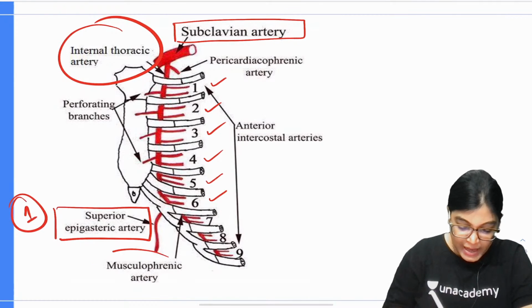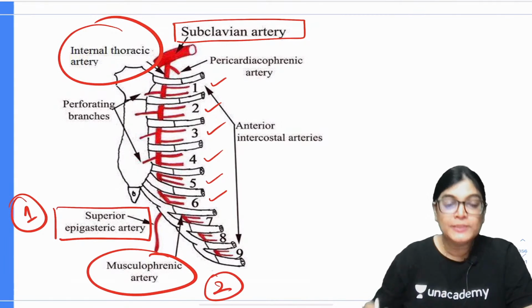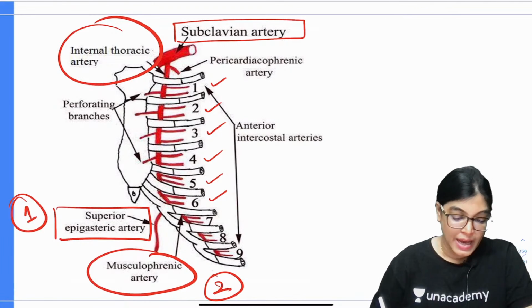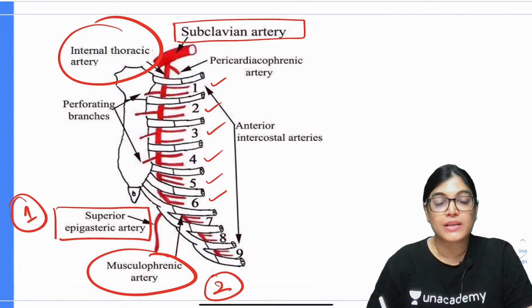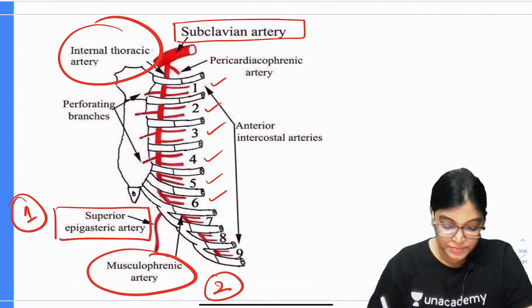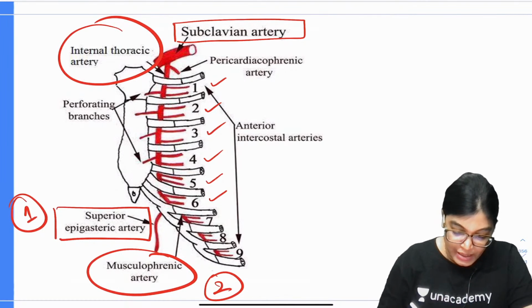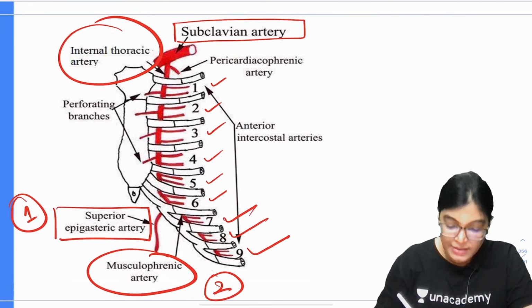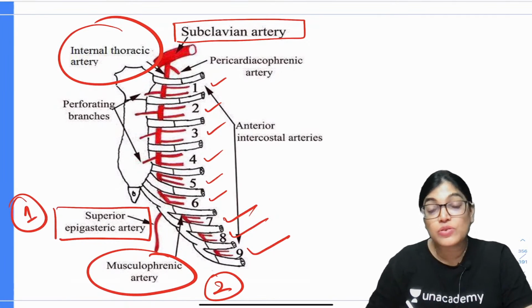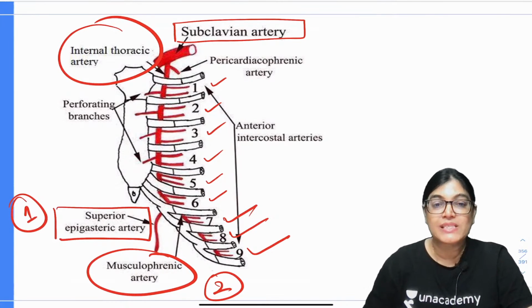One is the superior epigastric and the other is the musculophrenic artery. So, the musculophrenic artery and the superior epigastric artery are the two terminal branches. Now, the musculophrenic artery is given in the 7th, 8th and 9th intercostal space, and it is also giving the intercostal arteries from 7th, 8th and 9th.